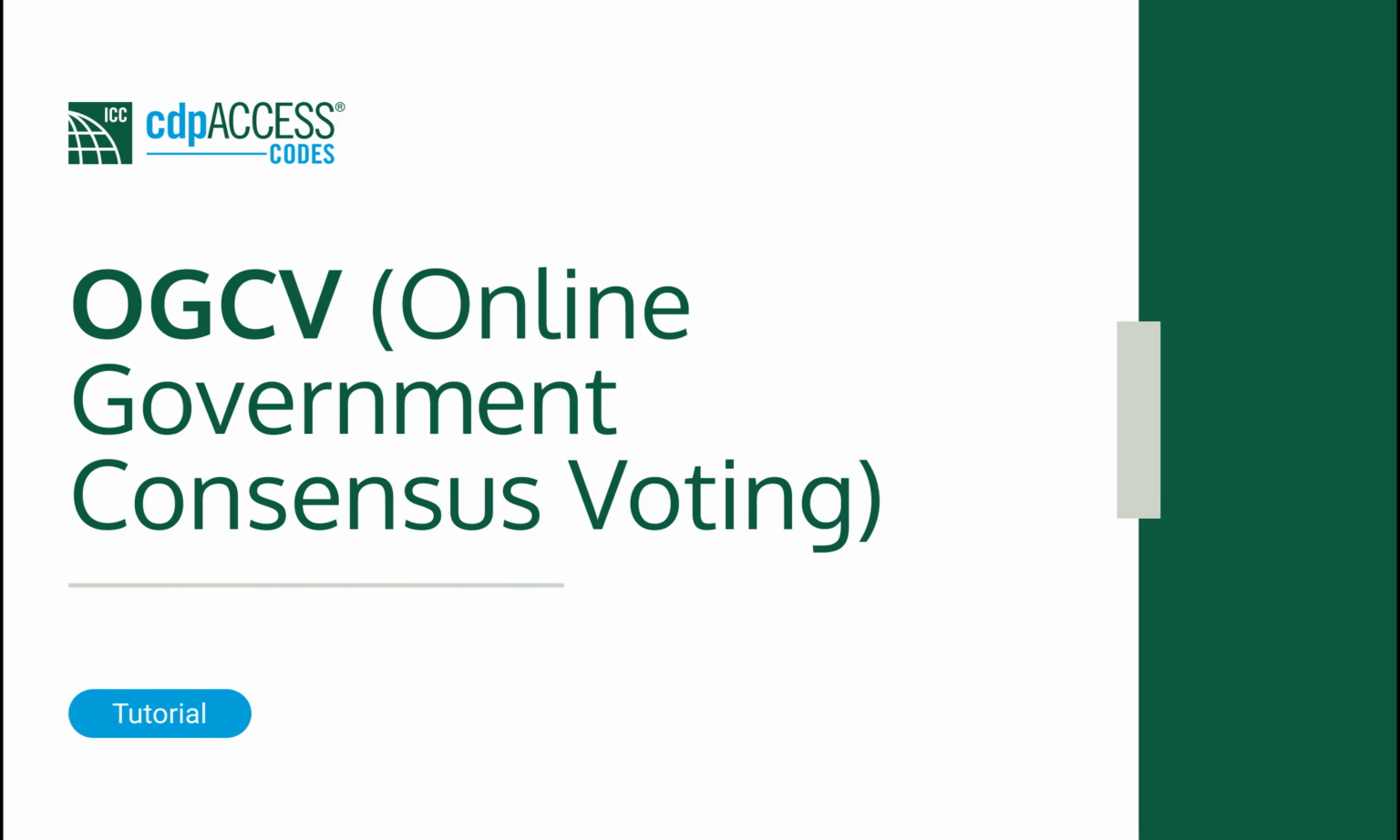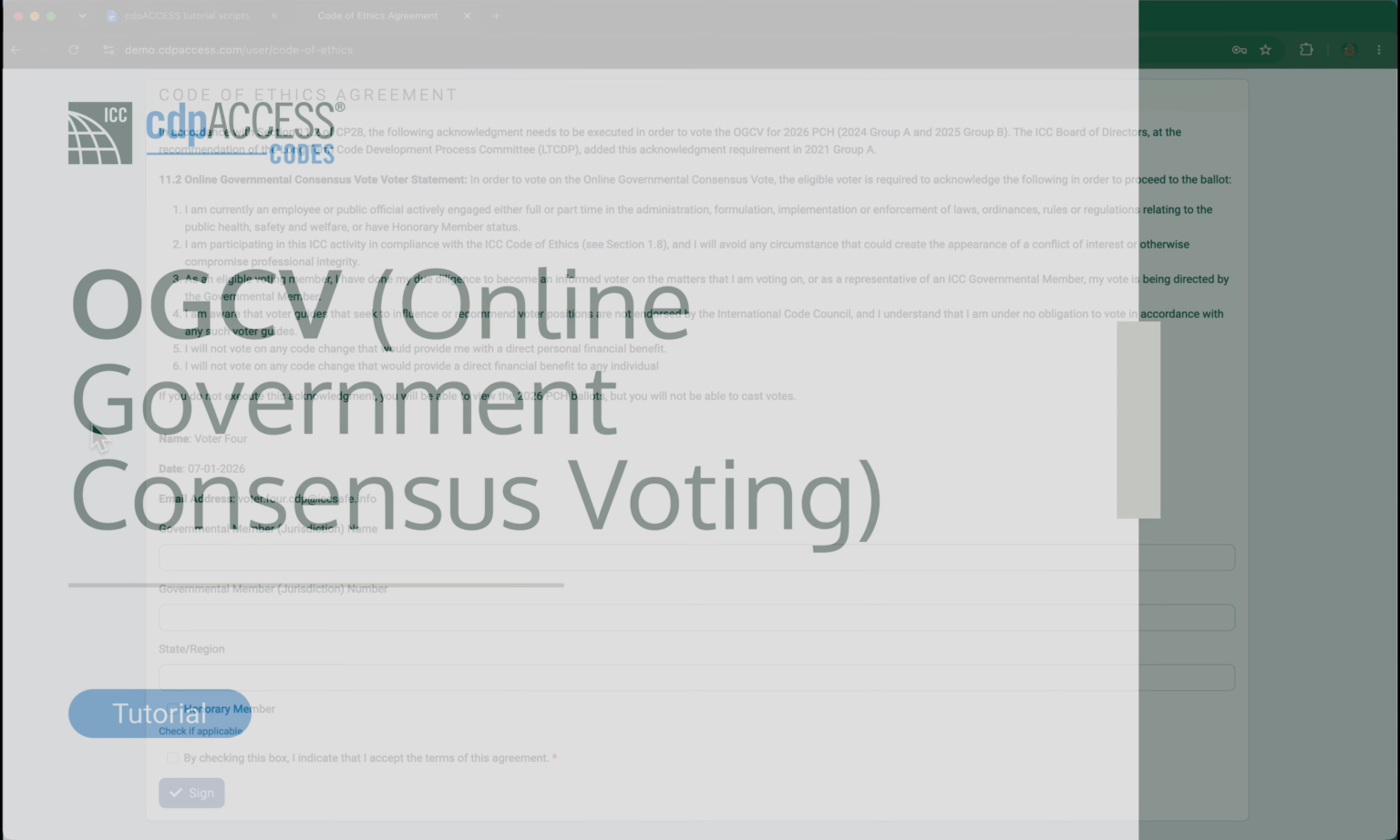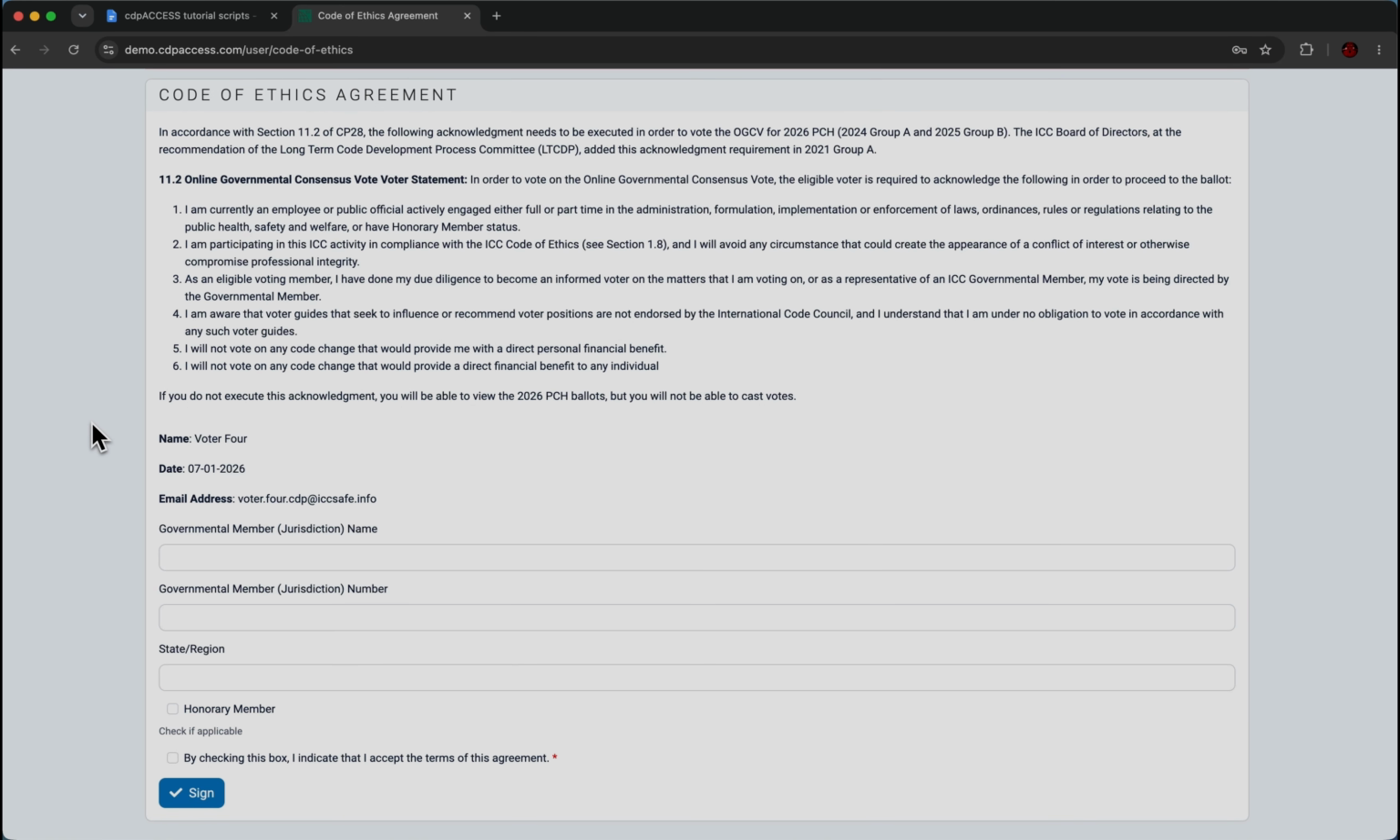In this tutorial, we'll walk through the Online Government Consensus Voting process in cdpACCESS, from accepting the ethics agreement all the way to submitting your ballot. After logging into cdpACCESS, you'll be brought to the CODA Ethics Agreement page.